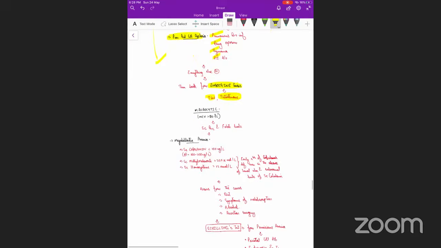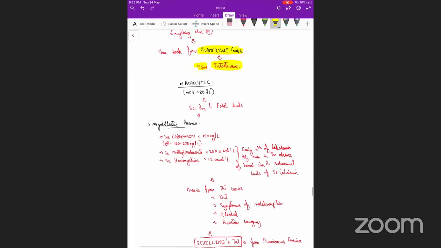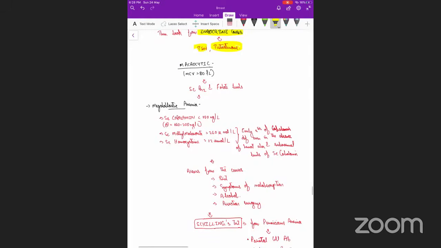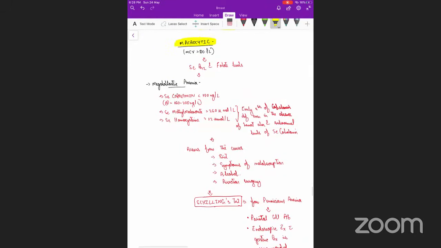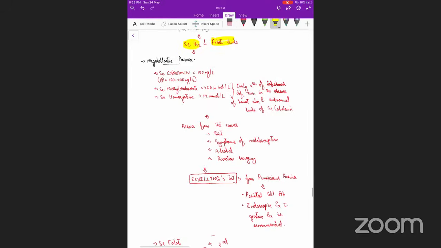Next is MCV is high. So microcytic is over, normocytic is over. We'll look at macrocytic. If it is macrocytic, the most common cause is nutritional deficiency. So you look for B12 and folate levels. What will become evident? Megaloblastic anemia.